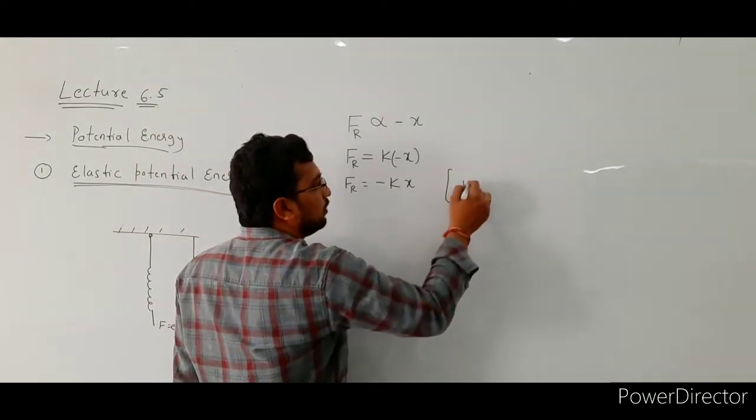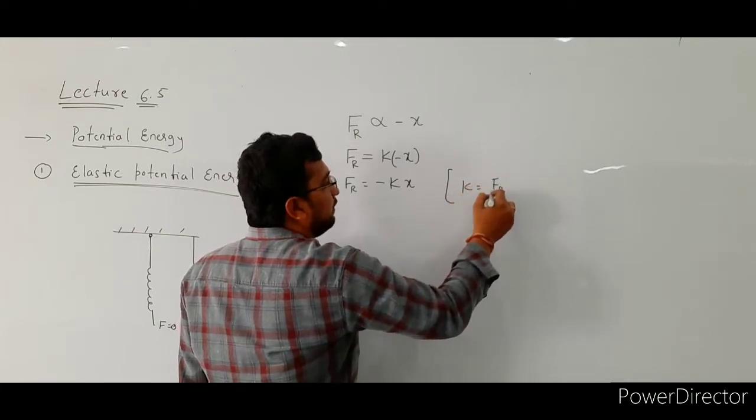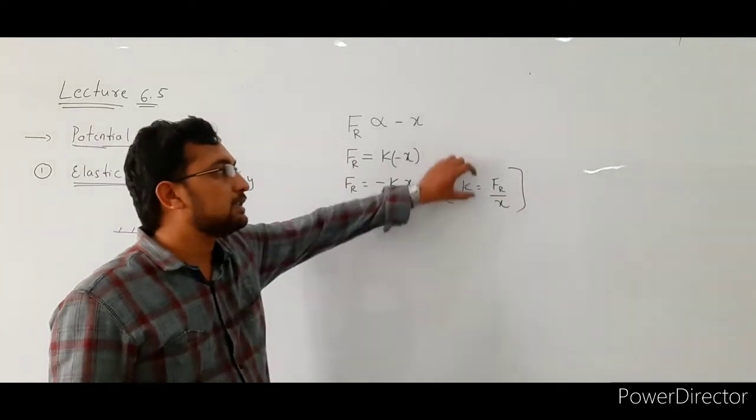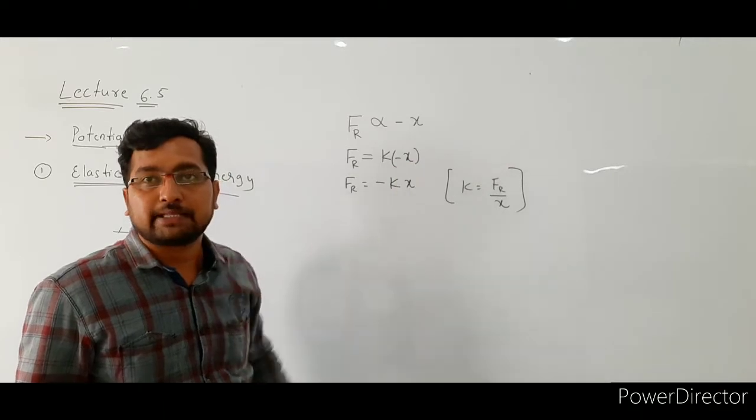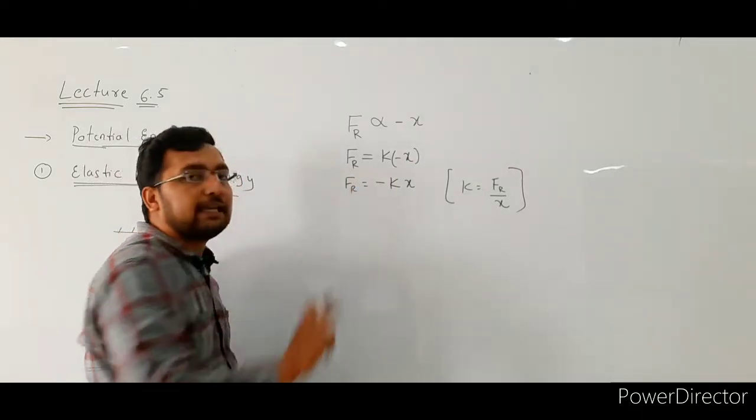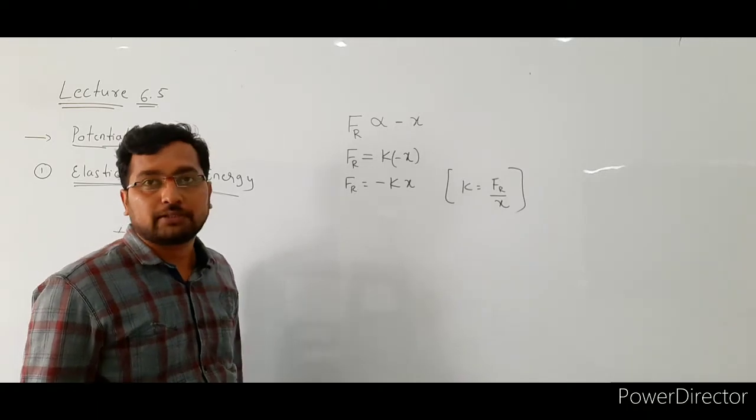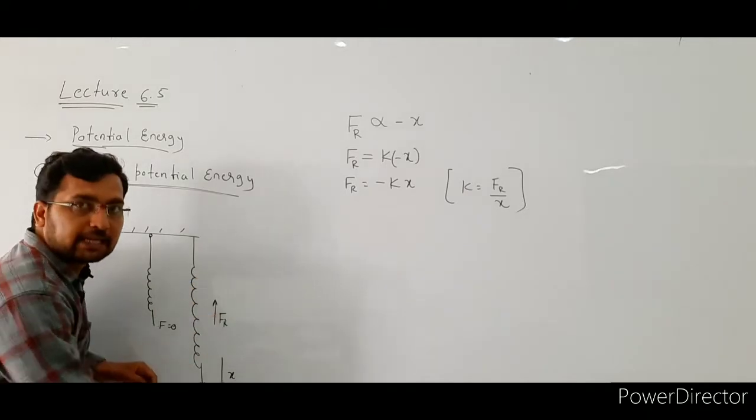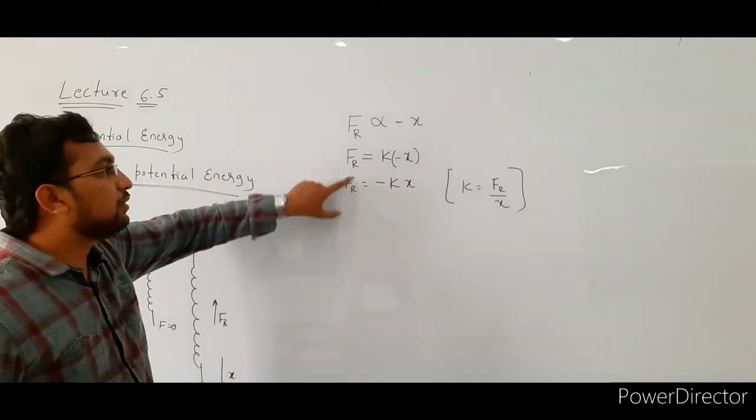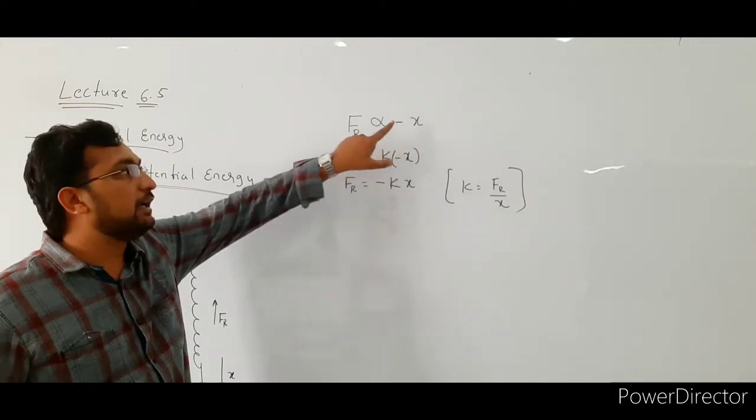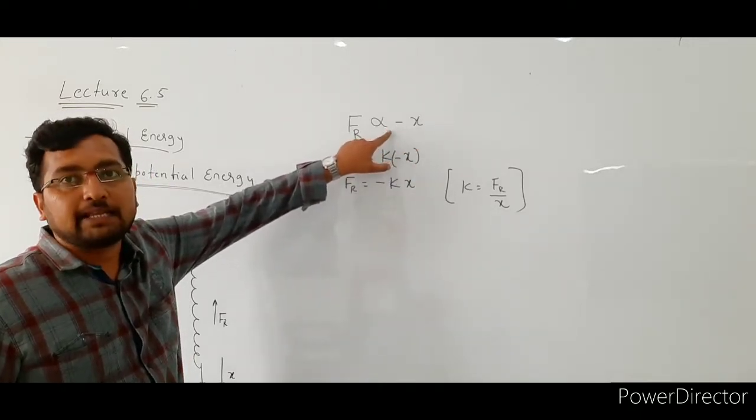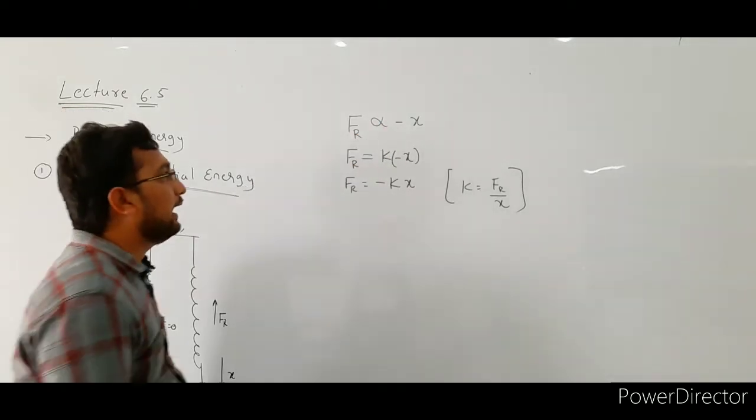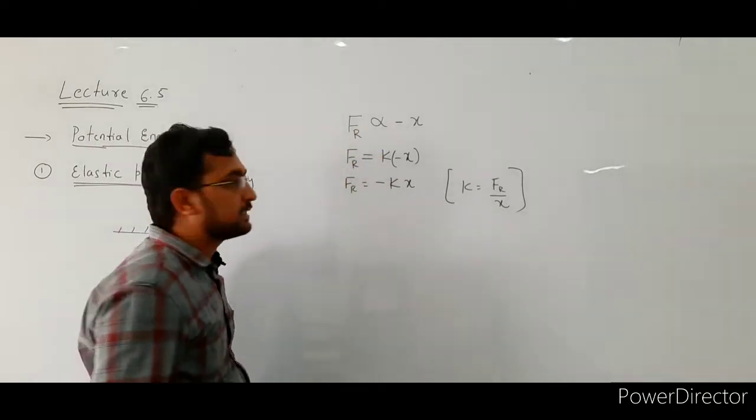Here K is equal to the restoring force per unit displacement. So what is the definition of spring constant here? That is restoring force per unit displacement. In this case, the minus sign indicates the direction of the force, right? The restoring force is acting in this direction and the displacement is acting in the downward direction. The minus sign indicates that the restoring force is in the opposite direction to the displacement.